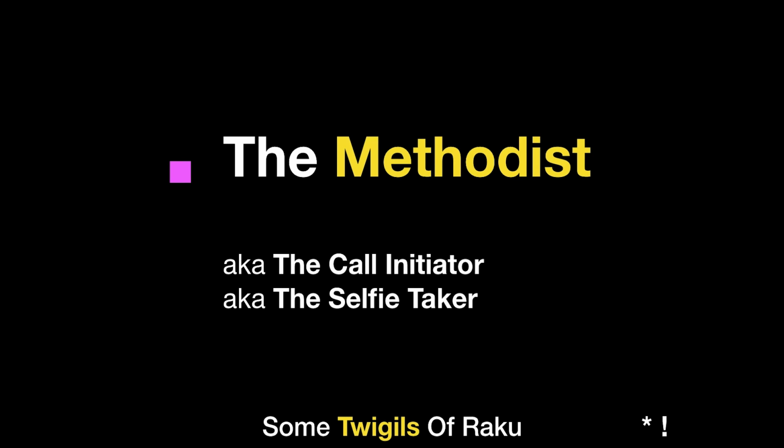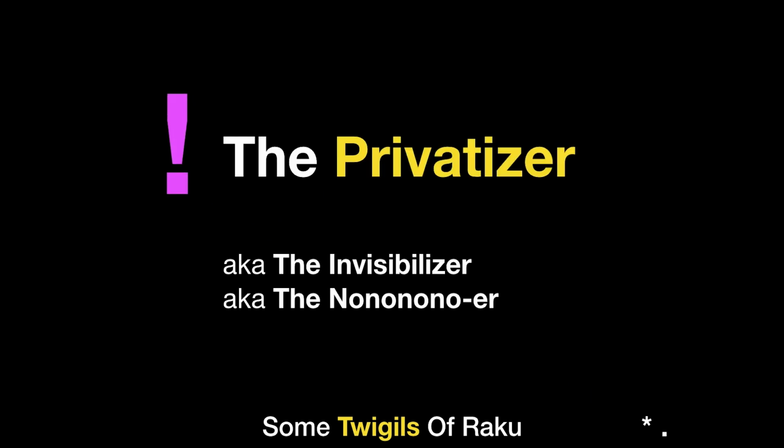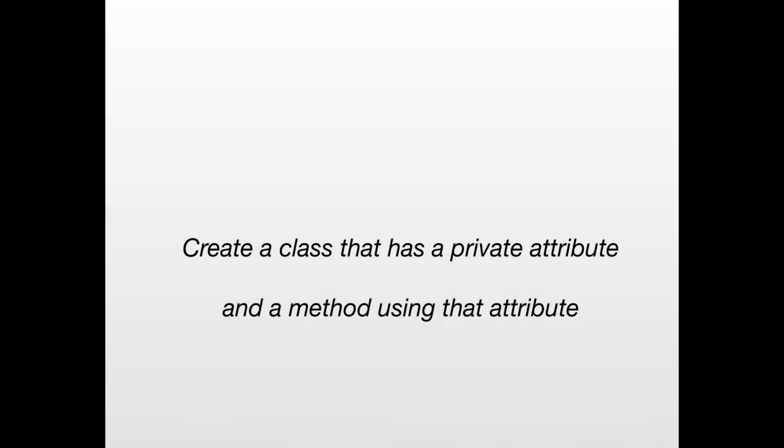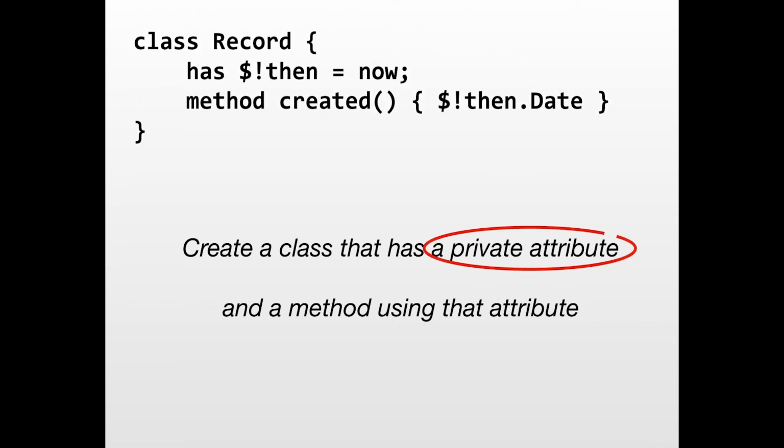So now let's have a look at the final twigil, the exclamation mark, aka the privatizer, the invisibilizer, or the no-knower. So what if we want to create a class that has a private attribute and a method using that attribute? Well, here we have a private attribute. Note that we use the exclamation mark as a twigil. And because it is a private attribute, there's no method automatically created for you. So you can't call the .then method on this object.